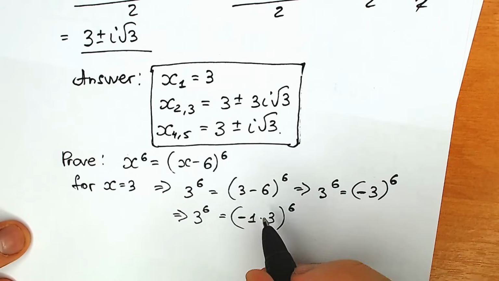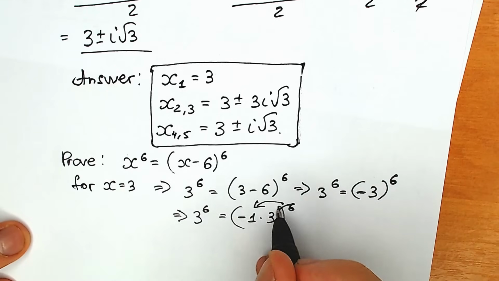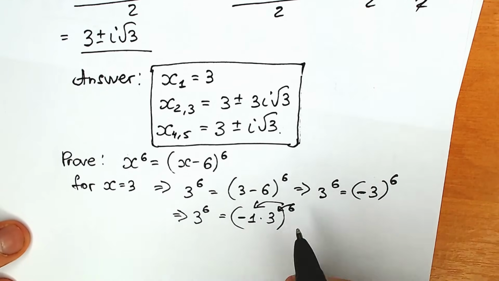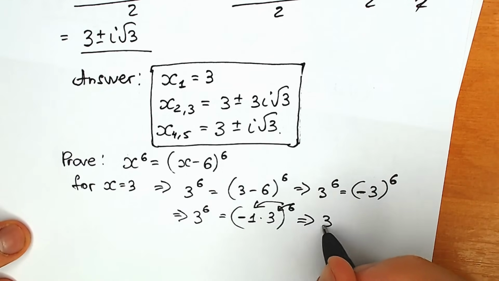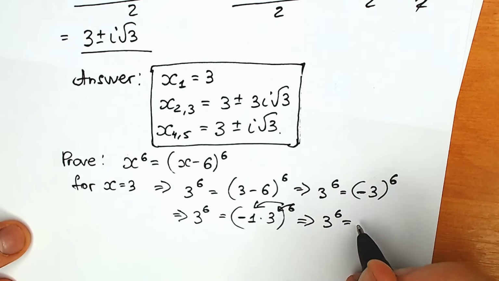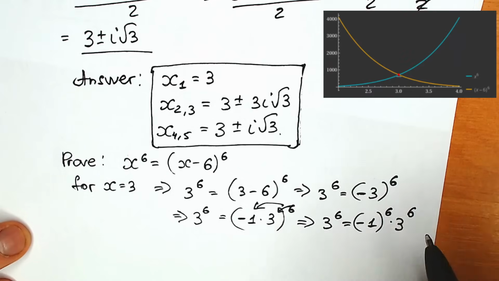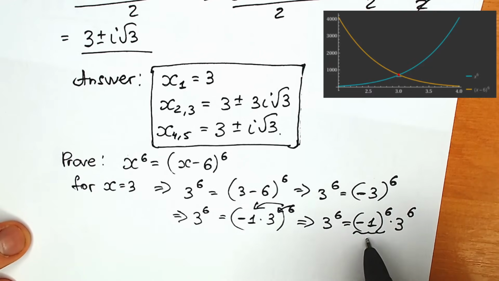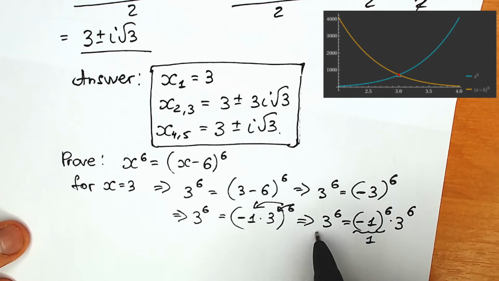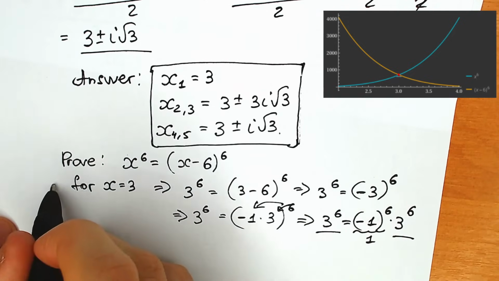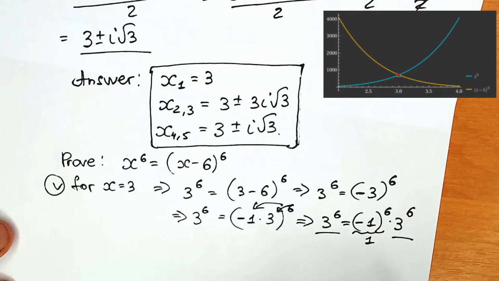And because of this property, when we need to raise this to the power 6, we need to raise both of these expressions. We're going to have 3 to the power 6 equal to minus 1 to the power 6 times 3 to the power 6. But minus 1 to the power 6 equals 1 because of even power. So as a result, we have 3 to the power 6 equal to 3 to the power 6. So our root works absolutely perfectly.